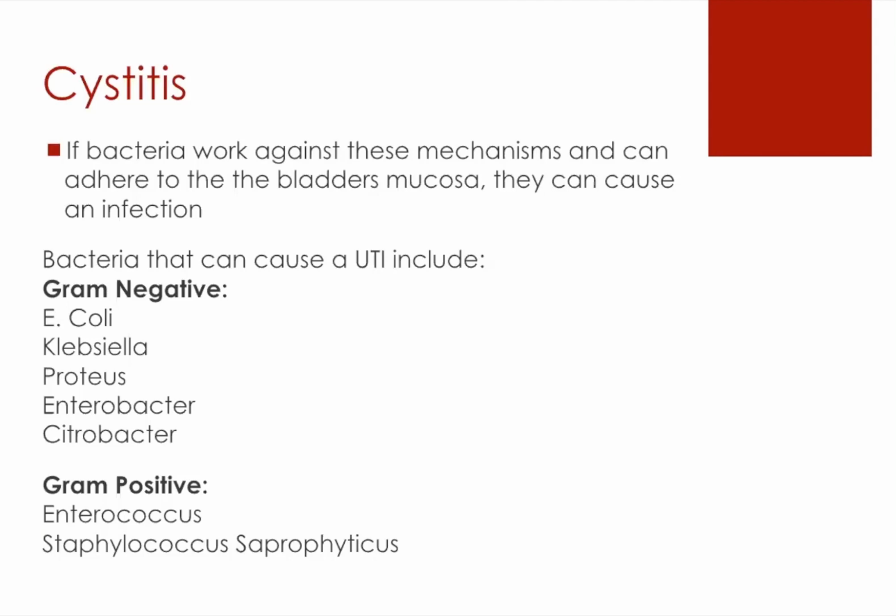So if bacteria can work against these mechanisms and can adhere to the bladder's mucosa, they can cause an infection. So of course, we've got two families of bacteria. We've got the gram-negative organisms, and one thing to remember in particular is E. coli. E. coli is a gram-negative organism that's responsible for about 80% of lower UTIs. And then the next bacteria to remember is Staphylococcus saprophyticus.